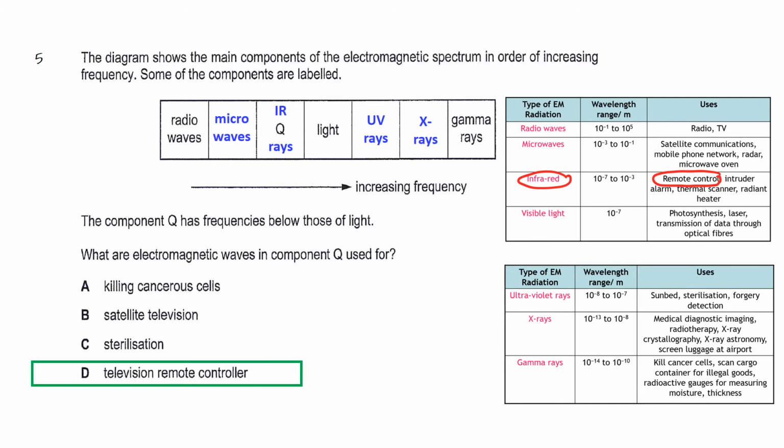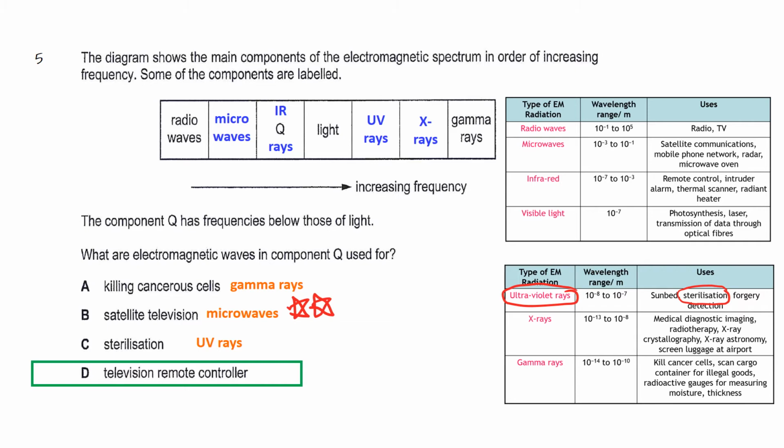For killing of cancerous cells, gamma rays are used. For satellite television, microwaves are used. There's a star there because this is a very common question, so please make sure you are familiar with this. For sterilization, especially of medical equipment in hospitals, ultraviolet rays are used.